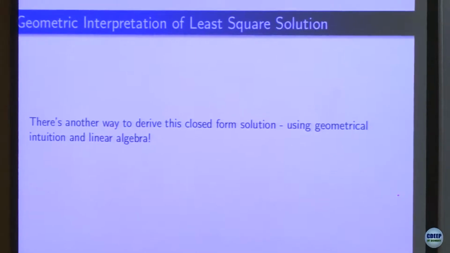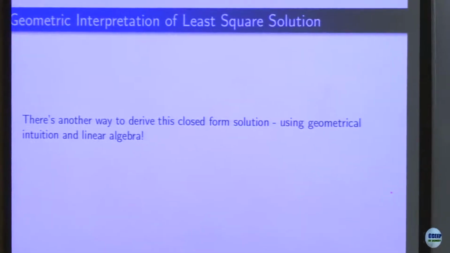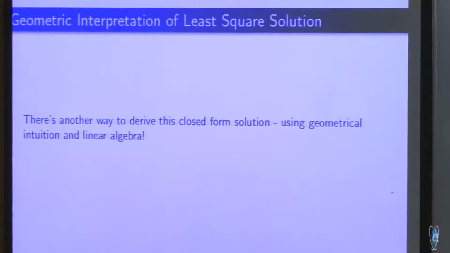Now, do you really require all this ammunition for least squares? It turns out there's a very simple way to derive this closed form solution using geometrical intuition, and let's just understand that quickly. Geometrical intuition is very important, as important as the heavy math machinery.